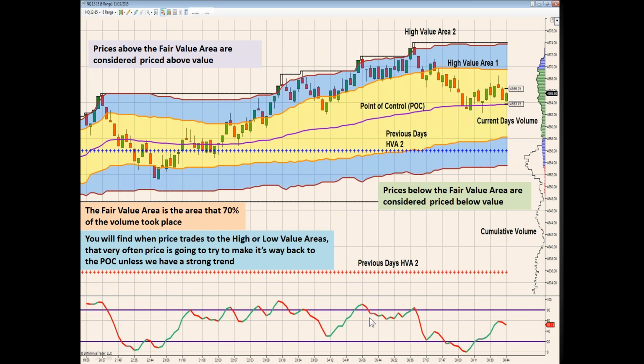Now I have a stochastic on here, and I'll show you the settings on that, and I'll show you why I have it on there and how I use it. And most of you who are familiar with the webinars I do on order flow know exactly why I use it.